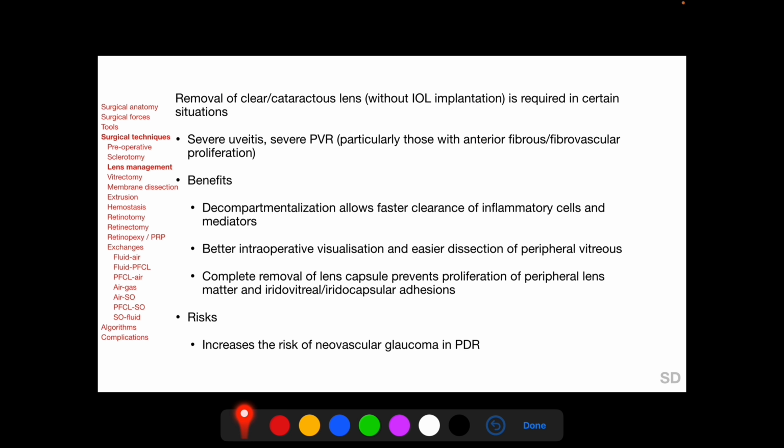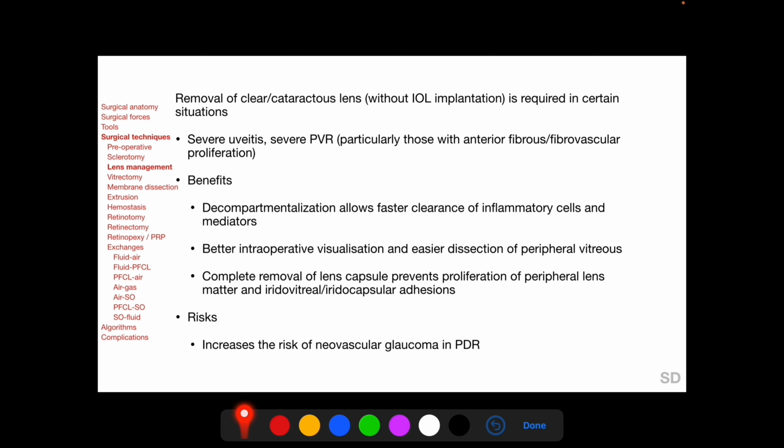Benefits of this procedure include decompartmentalization of the anterior and posterior segments of the eye, allowing faster clearance of inflammatory cells and mediators in the posterior segment through the anterior chamber angle, better intraoperative visualization and easier dissection of peripheral vitreous, and complete removal of the lens capsule, which prevents proliferation of peripheral lens matter and formation of iridovitreal and iridocapsular adhesions. But this technique is associated with an increased risk of neovascular glaucoma in eyes such as those with proliferative diabetic retinopathy.